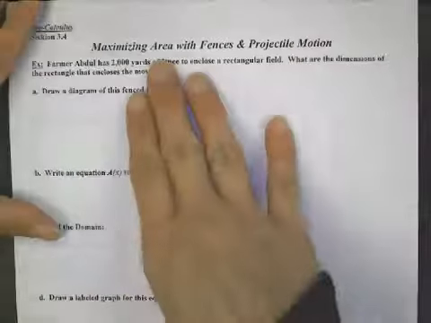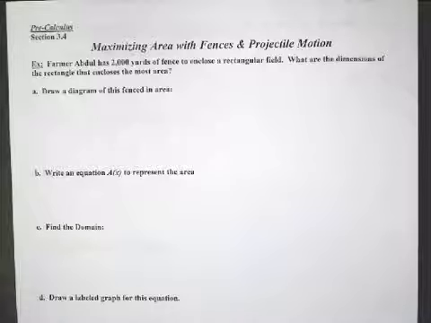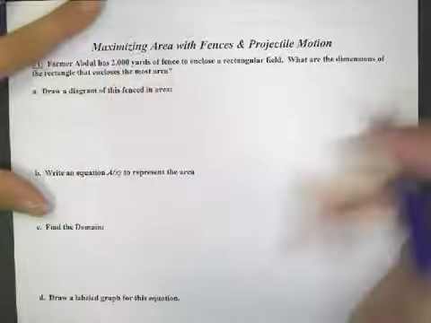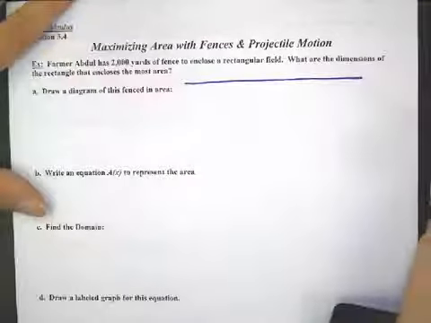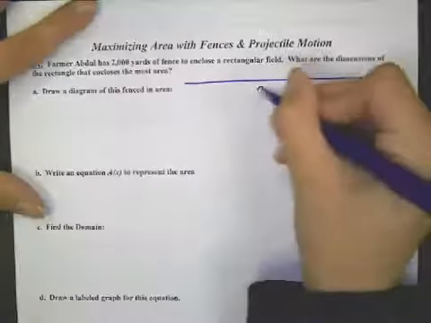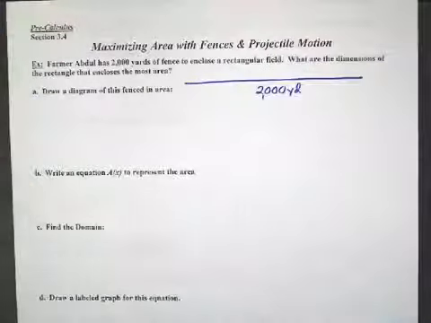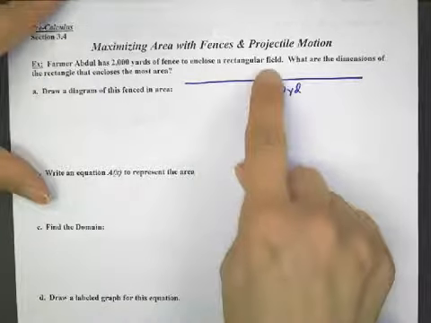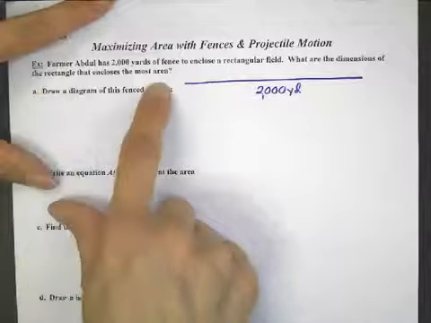Maximizing. We're going to maximize area with fences, and we'll do some projectile motion. So the first thing we do here is we read this story about the farmer who has 2,000 yards of fence. So please draw a nice long piece of fence for me. And he has 2,000 yards of fence. Okay, so there's his fence. And he's going to enclose a rectangular field. We want the dimensions of the rectangle that encloses the most area.